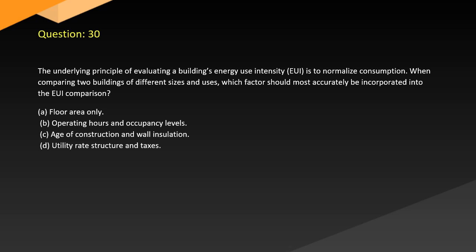Question 30. The underlying principle of evaluating a building's energy use intensity (EUI) is to normalize consumption. When comparing two buildings of different sizes and uses, which factor should most accurately be incorporated into the EUI comparison? A. Floor area only. B. Operating hours and occupancy levels. C. Age of construction and wall insulation. D. Utility rate structure and taxes.